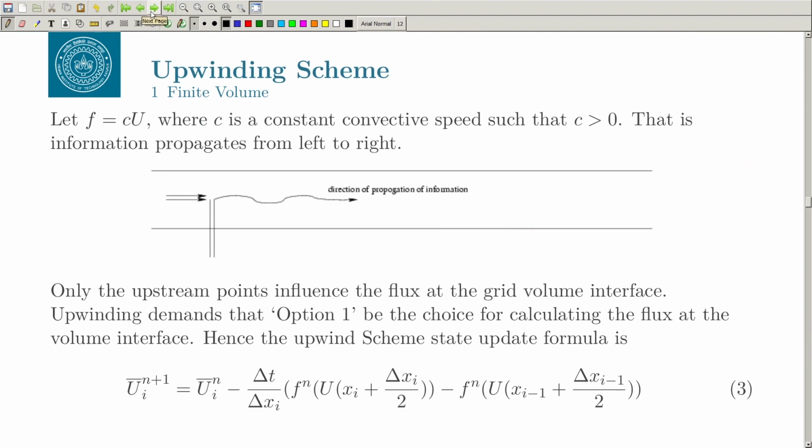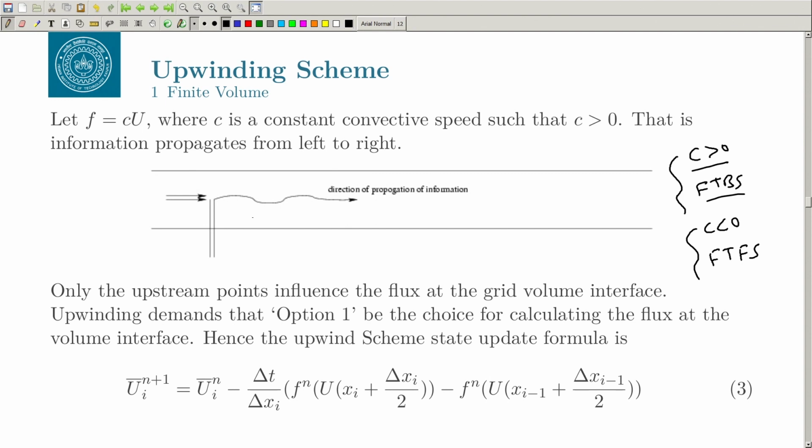So, we can use one of these two schemes, depending on what kind of direction you have. Like you recall, when we had c greater than 0, we had used this FTBS, forward in time, backward in space. When we had c less than 0, then we had used FTFS, but we respected the direction of propagation and accordingly we used the scheme.